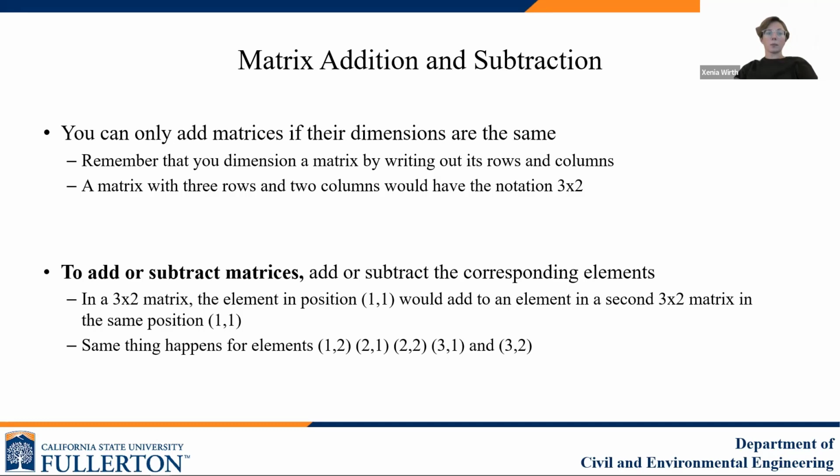To add or subtract matrices, add or subtract the corresponding elements. In a 3 by 2 matrix, the element in position 1, 1, first row, first column, would add to an element in the second 3 by 2 matrix in the same position 1, 1. The same thing happens for elements 1, 2, 2, 1, 3, 1, and 3, 2.